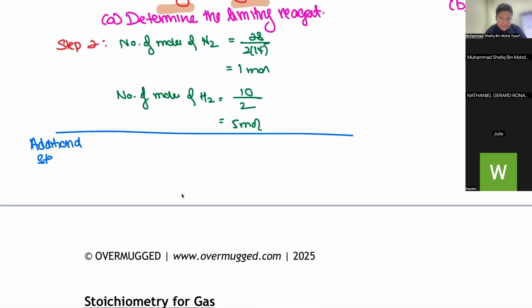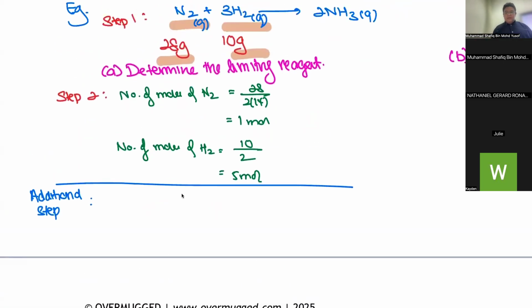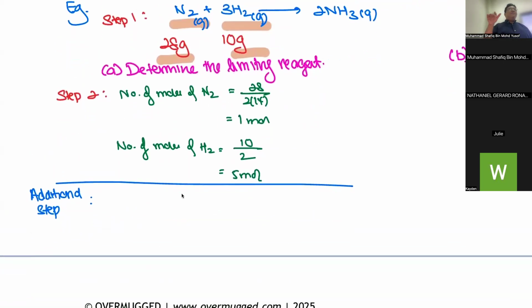Let's take a look at the additional step for limiting excess. Okay, everyone ready? Okay, let's do this. Now, in limiting excess question, usually what we will do, we will assume one person is completely the limiting reagent. So let me write here. Assume one person is the limiting reagent first. Okay. All right. Then let me ask Raphael, which one you want to use first? Limiting reagent, nitrogen or hydrogen? Nitrogen. Hydrogen. Okay. Let's use hydrogen.